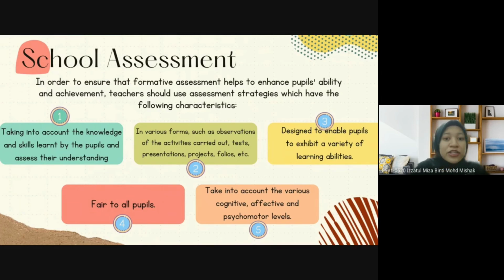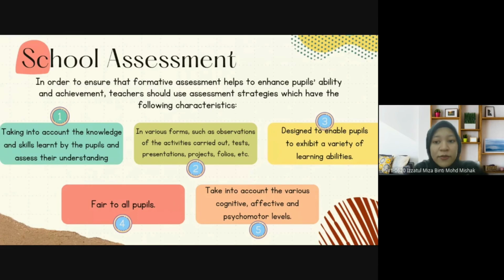Okay, in order to ensure that formative assessment helps to enhance pupils' ability and achievement, teachers should use assessment strategies which have the following characteristics. There are 5 characteristics that must be followed by teachers when they are doing assessment of a student. Okay, the first one is taking into account the knowledge and skills learned by the pupils and assessing their understanding. Second one is in various forms such as evaluation of the activities carried out, test, presentation, project, folio, and so on.